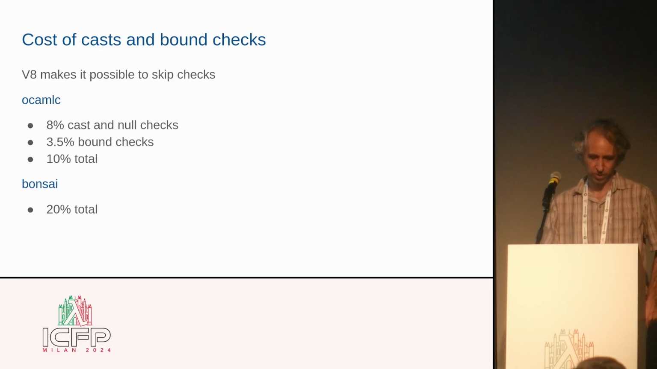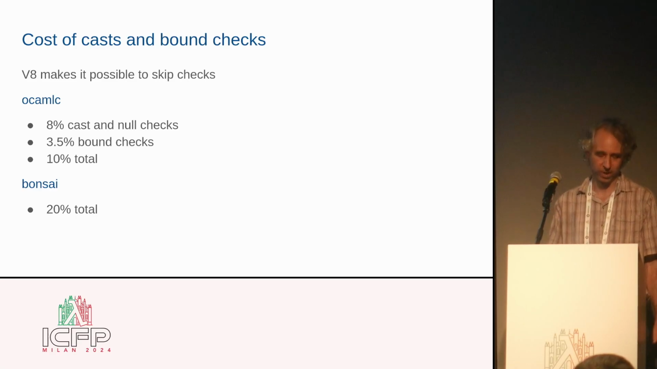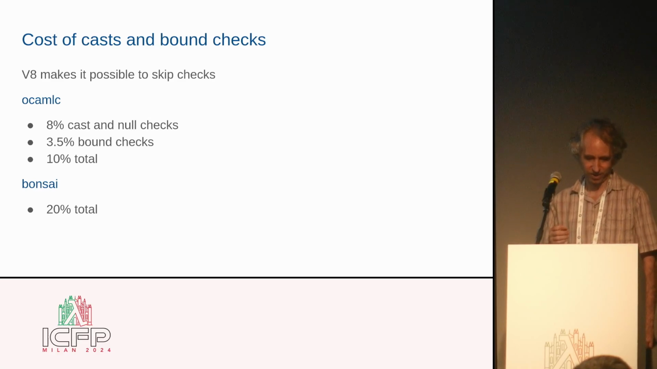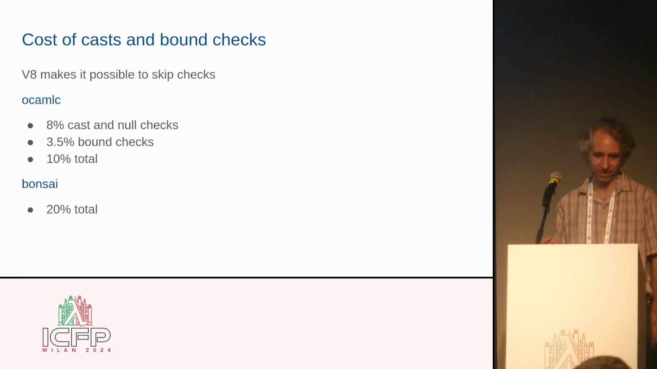I have tried to evaluate a bit the cost of cast and bounds checks. That's possible because V8 makes it possible to skip checks, and we are doing a lot of cast and bounds checks. So that's about 10% of the running time, which is not that good. 20% for the Bonsai library.